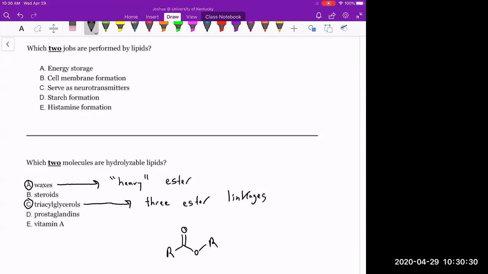Which two jobs are performed by lipids? The answers are A and B. Energy storage is done by triacylglycerols or triglycerides. And membrane formation is done by phospholipids.